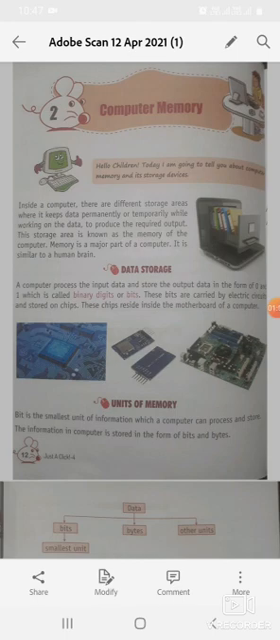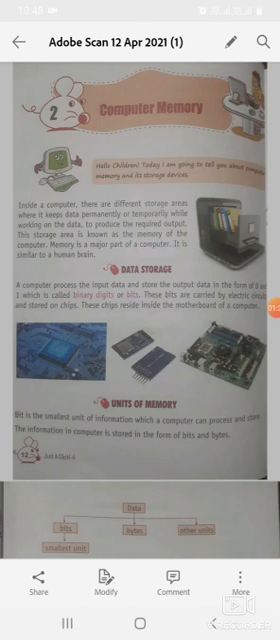Inside a computer there are different storage areas where it keeps data permanently or temporarily while working on the data to produce the required output. This storage area is known as the memory of the computer. Memory is a major part of a computer. It is similar to a human brain.